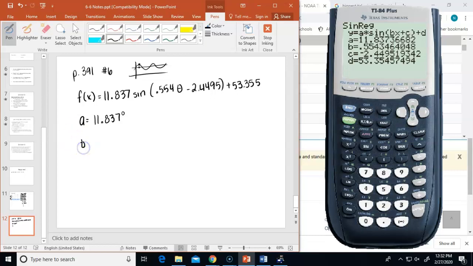For B, it says find the vertical shift of the sinusoidal function. So the vertical shift, that's this number over here. So that is up 53.355. Is that degrees or months? It's degrees because it's vertical. So that's your y coordinate. What does this tell us? 53.355. What is that in terms of the months and the temperatures? It is the average temperature for this location.